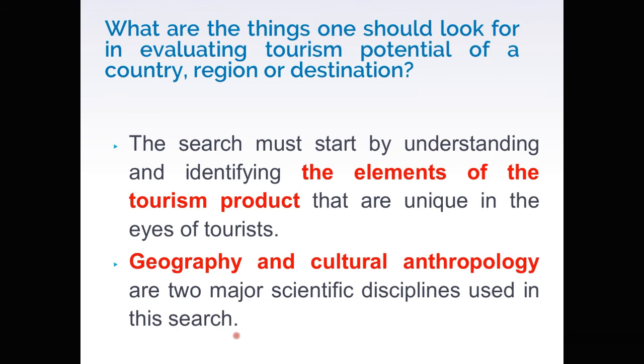So, the next one is, what are the things one should look for in evaluating the tourism potential of a country, region, or destination? So, ano daw ba yung kailangan nating tingnan in order for us to evaluate kung ano ba yung potential ng isang tourist destination sa isang bansa, sa isang rehiyon, or sa isang destinasyon. So, number one, of course, the elements of the tourism product. All of those elements should be unique in the eyes of tourists. Kailangan muna natin malaman, kailangan natin ma-identify ano yung mga elements na to.